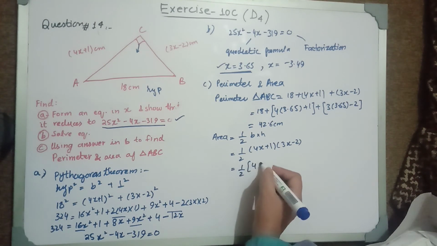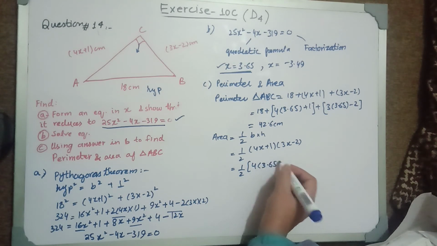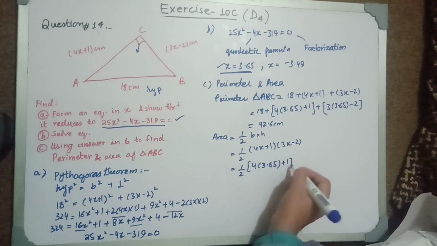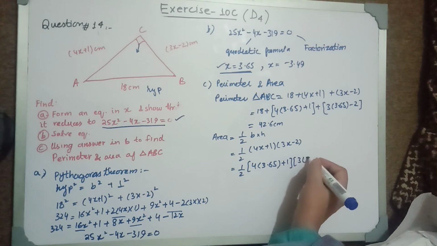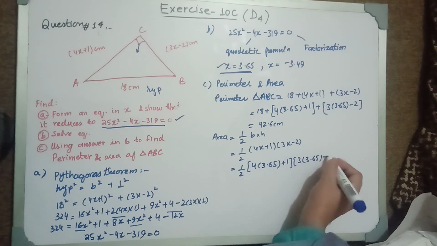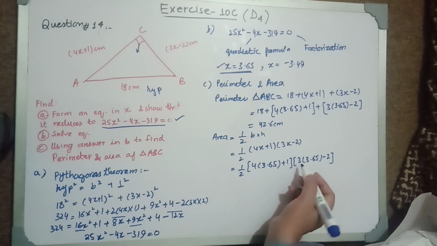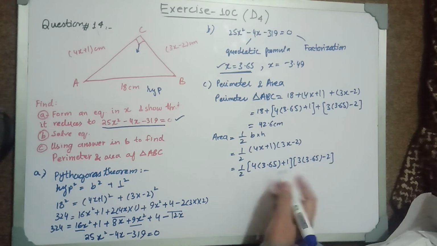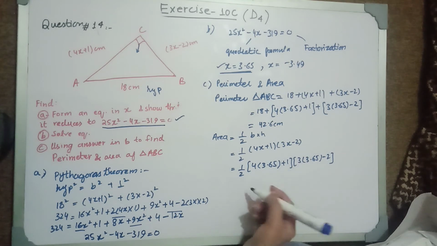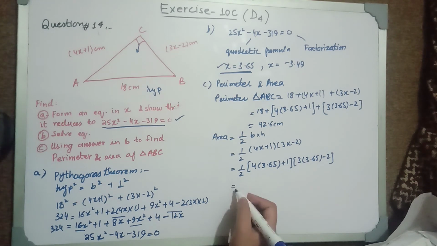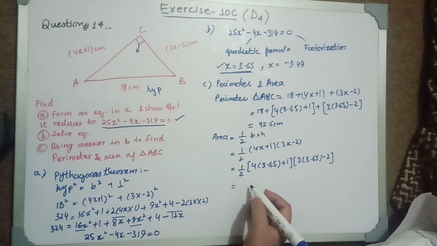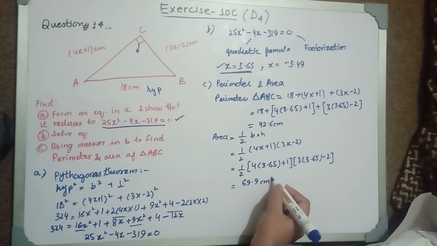We will get 4 into 3.65, that is the value of x, plus 1, into 3 into 3.65 minus 2. And on simplifying, by multiplying, then adding, multiplying, then subtracting 2, and then multiplying these two terms, you will get the area of this triangle equal to 69.9 centimeter square. That's all in this question.